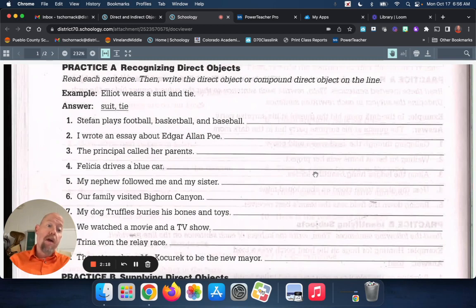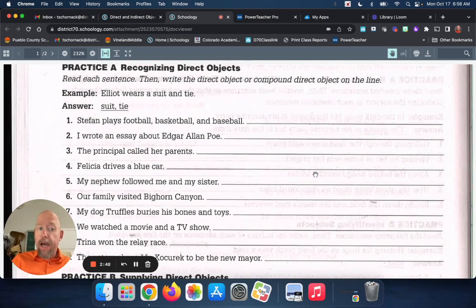So first thing we have to ask ourselves is what is the subject of the sentence? Who or what are we talking about? We're talking about Stefan. And we ask ourselves the action. What is Stefan doing? Remember, direct and indirect objects always have to have action verbs. They cannot have be verbs. They cannot have linking verbs. Stefan plays. Then we ask ourselves, what does Stefan play? What receives the action of playing?